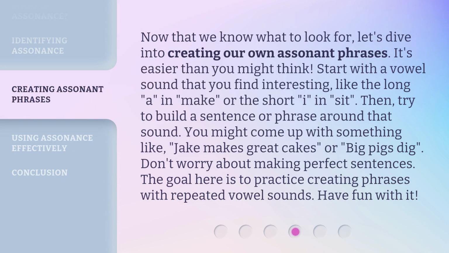Now that we know what to look for, let's dive into creating our own assonant phrases. It's easier than you might think. Start with a vowel sound that you find interesting, like the long I in "make," or the short I in "sit." Then, try to build a sentence or phrase around that sound.